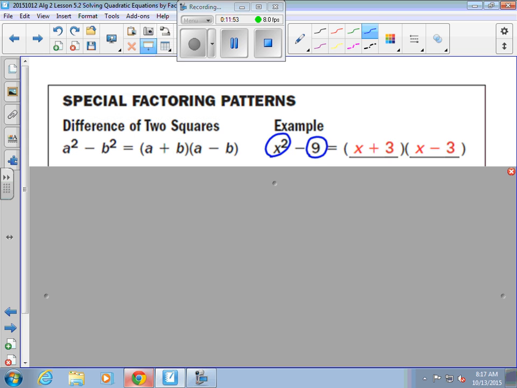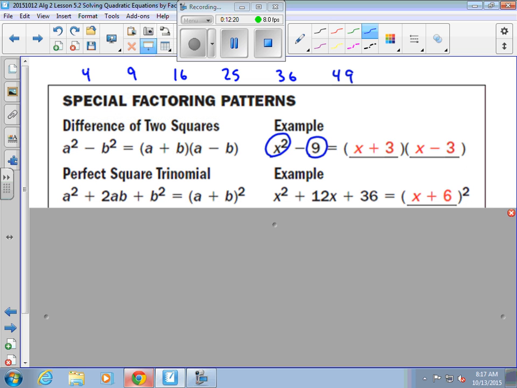Remember, your perfect squares, 2 times 2 is 4, 3 times 3 is 9, 4 times 4 is 16, 5 times 5, 6 times 6, 7 times 7. Those numbers are your perfect squares. If you're talking about the difference of one of those numbers, it's just a plus b times a minus b. So x squared minus 9 is x plus 3 times x minus 3. That's the difference of two squares.